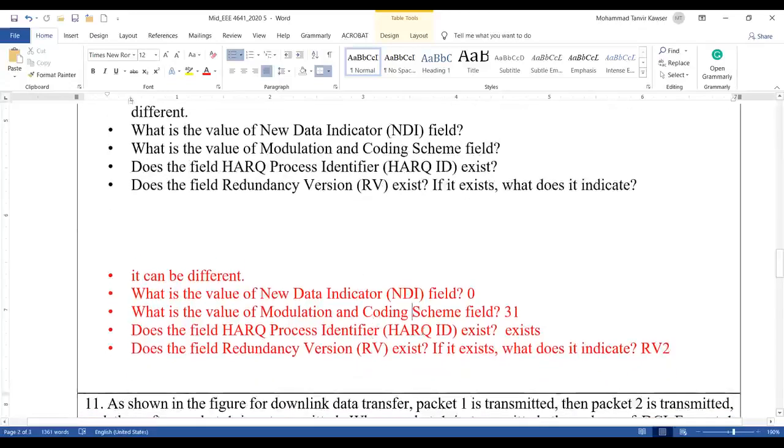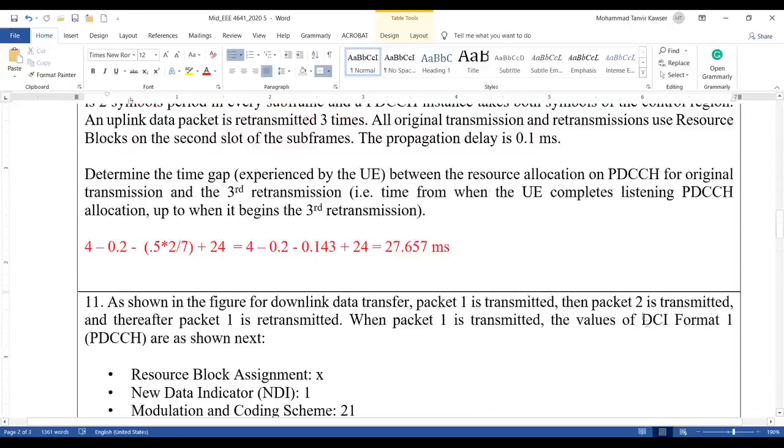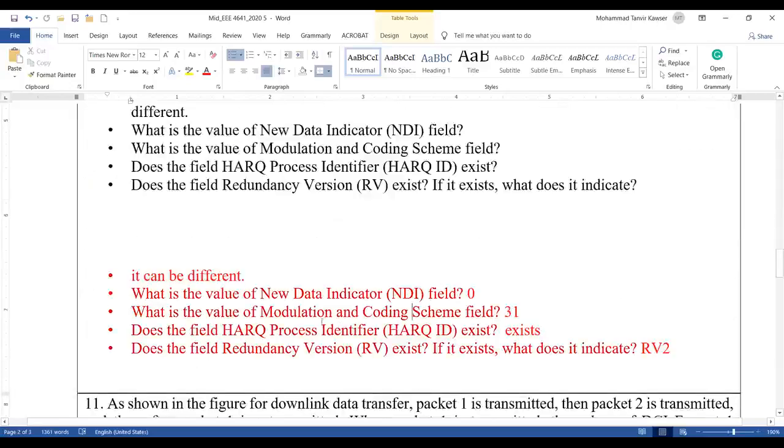HARQ ID, this field you need because there can be multiple retransmission processes. Say this packet 2 could also have some retransmission processes. So these different flows of retransmissions are separated using the HARQ ID.